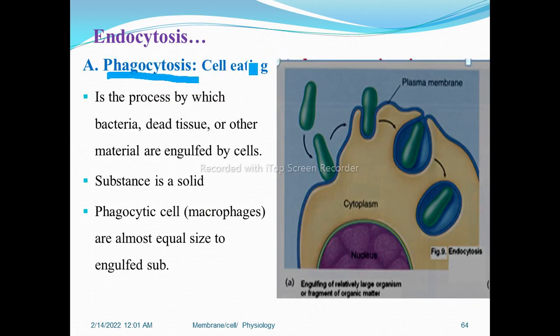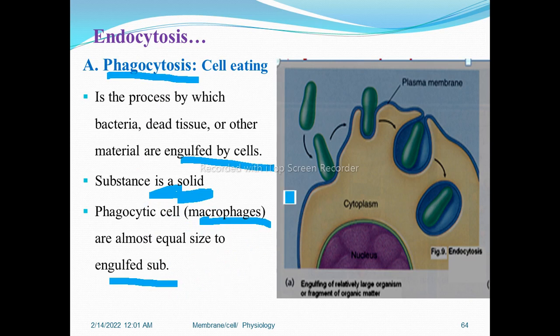Phagocytosis, cell eating, is a process by which bacteria, dead tissue, and other material are engulfed by cells. Engulfed means swallowed by cells. The difference is that in phagocytosis the substance is solid, whereas in pinocytosis the substance is liquid. In phagocytosis, the macrophage or cell and the engulfed substance are almost equal in size.